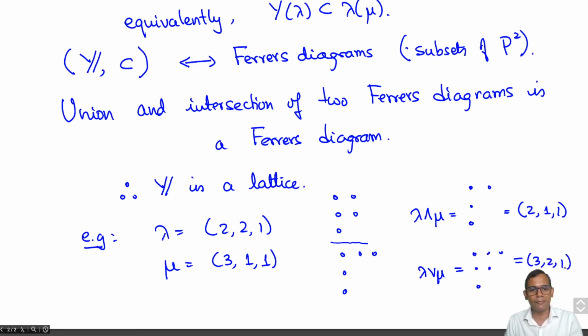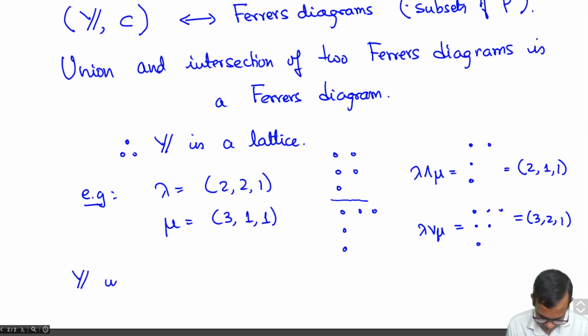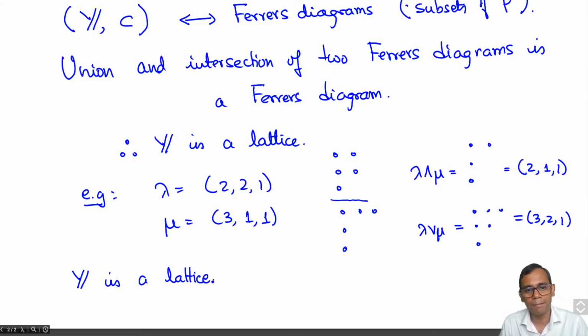And you can do this even if lambda and mu have different numbers of parts. In that case, for the intersection, the number of parts will be the minimum of the number of parts of lambda and mu, and the join, the union, will have the number of parts equal to the maximum of the number of parts of lambda and mu. And therefore, Y is a lattice. This lattice has many interesting combinatorial properties which we will look at later on in this course.